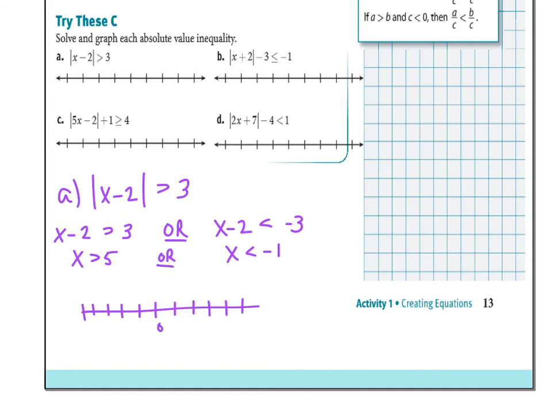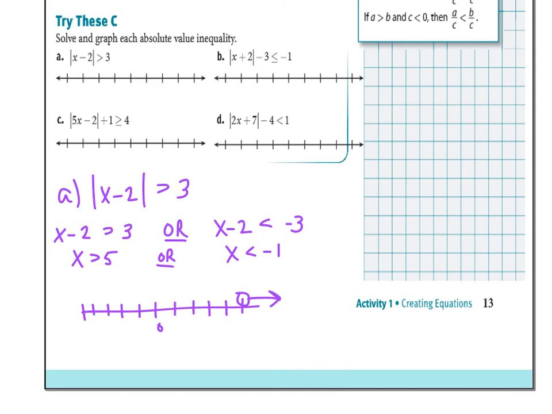Okay, x greater than 5: 1, 2, 3, 4, 5. Again, it's an open circle because 5 is not included. The next one we do will be included, and I'll close the circle in. But what I'm looking at on those, and I get questions on it quite a bit, is: is there an equal sign underneath? And there's not in this example. That's why it's an open circle at 5.